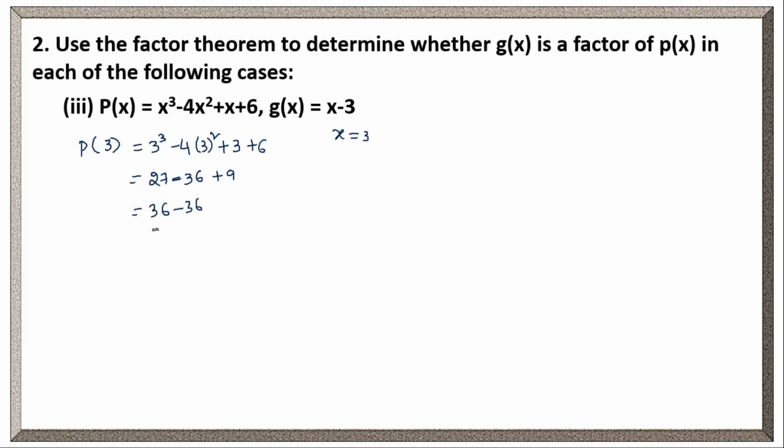36 minus 36 is 0. So p of 3 is equal to 0. Therefore, if the remainder is equal to 0, then we can say g of x is a factor of p of x. Clear? Right.